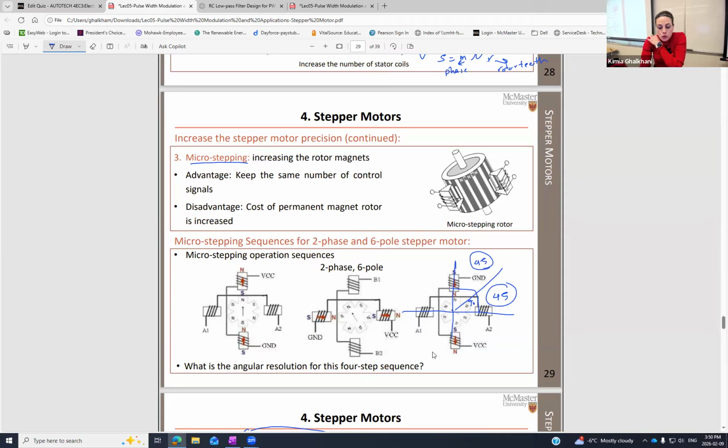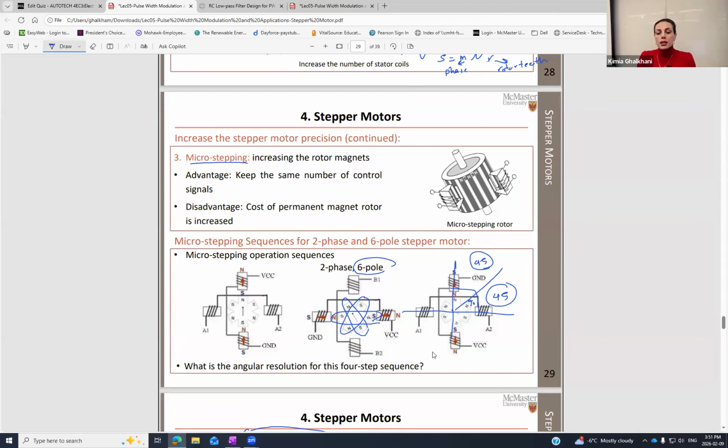Another method to achieve such accurate measurement or precision is looking at smoother motion. Looking at smoother motion means considering micro stepping, which means dividing by even more than half. For example, here you can see this is a 2-phase 6-pole. Look at here, I still have 2-phase, but 6, 1, 2, 3, right? 3 by 2 is going to be 6-pole.